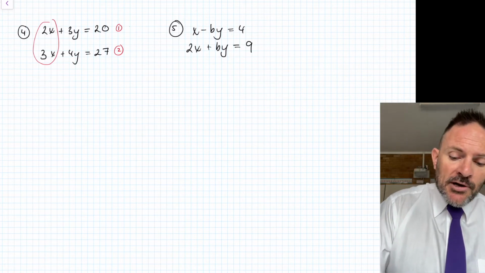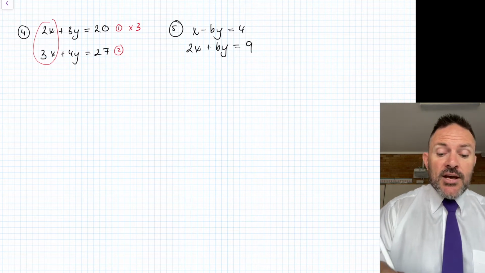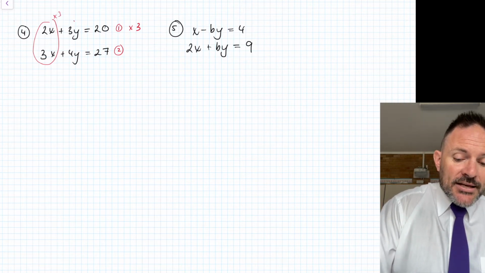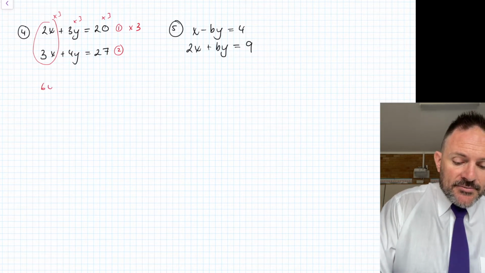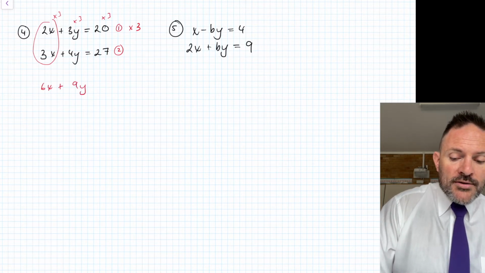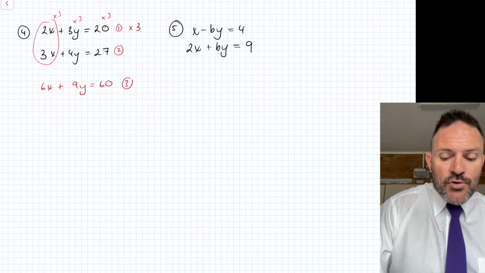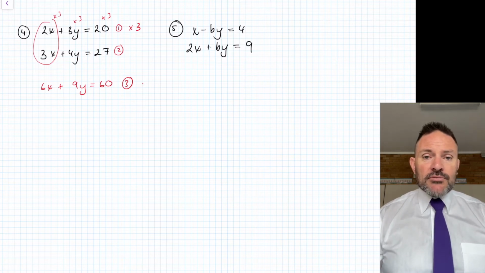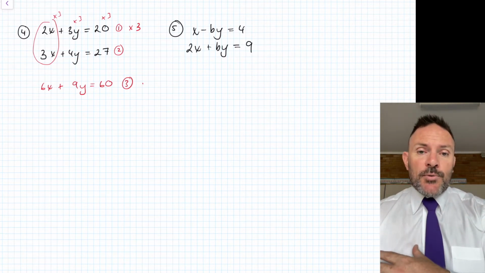So let's multiply the first whole equation by 3. If I do that, I'm going to times every single thing here by 3. 2 3s are 6x. 3 3s are 9y. 20 times 3 is 60. I'm going to call that equation 3. It's the same equation. I just have multiplied by the same number and made an equivalent equation with a different value there.